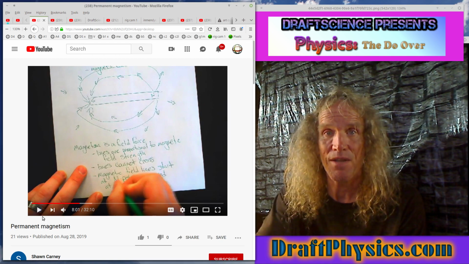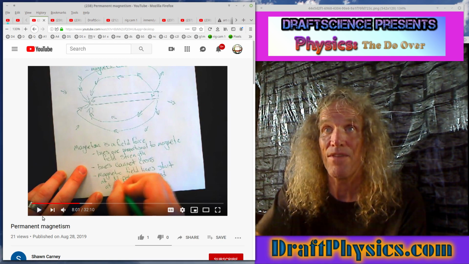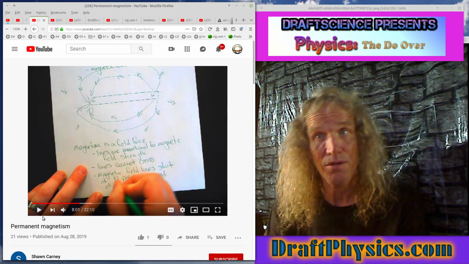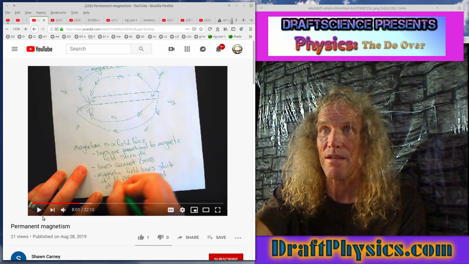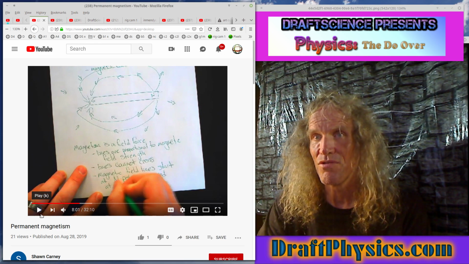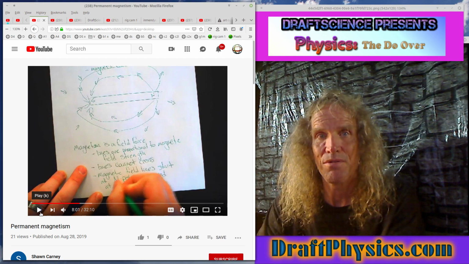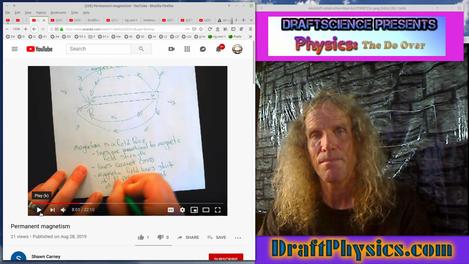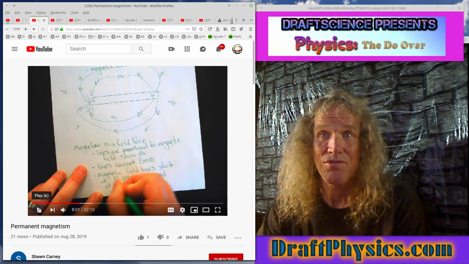For an electric field, we know that the field lines are not the same as the lines of force that create them. And here he's clearly equating the two. He's using lines of force to explain a charge, and then he's using field lines to explain magnetism. And that's just wrong.